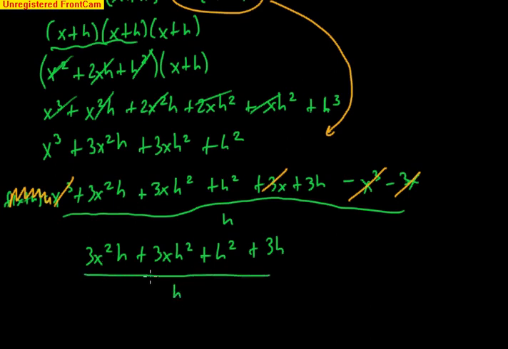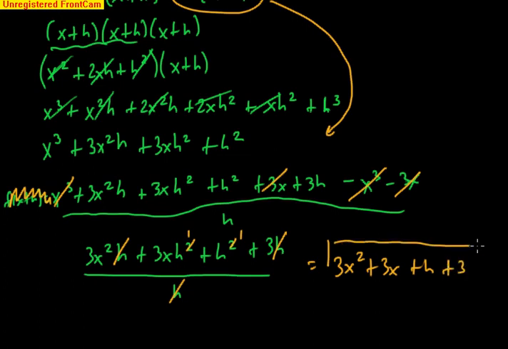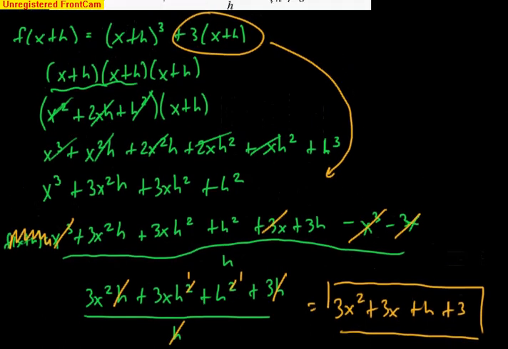And as I said, anything with an h should stay, and the h in the bottom should cancel, and it does. So there's an h here, and there's an h in every other term. So this h goes away. This h squared becomes h to the first, this h squared becomes h to the first, and this h goes away, canceling out the bottom h. And we are left with 3x squared plus 3x plus h plus 3. There we go. So pretty difficult when you get to cubing a binomial, okay? But again, the difference quotient, same way for all the different problems.